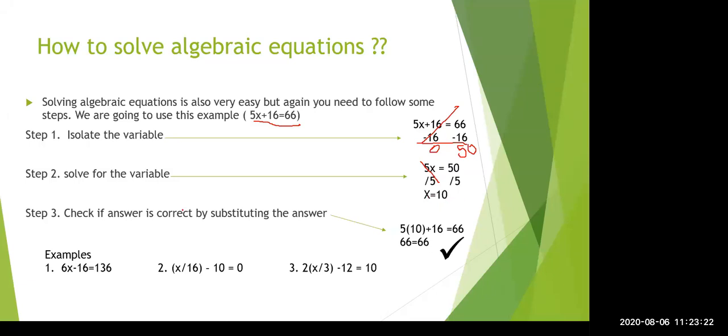Step number 3 is to check if that answer is correct. How you do that is just plugging the x value that you got, which is 10, into the equation. So instead of x, we just plug in 10. 5 multiplied by 10 plus 16 equals 66. If both sides equal the same thing, then you know the x value that you got is correct. If it doesn't equal 66 on both sides, then you know that you made a mistake.